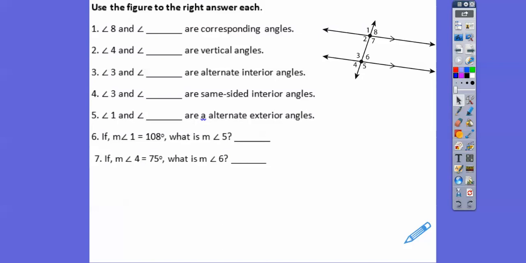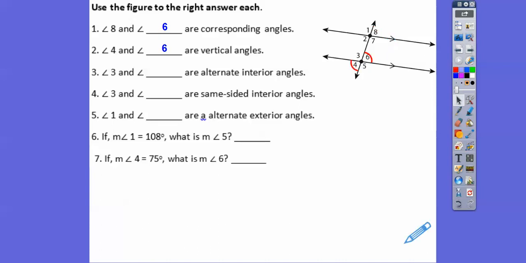So we have this figure to the right. We're going to answer: what kind of angles are 8 and blank? Corresponding angles are angles that fall right on top of each other if we bring these lines together. If I brought those lines together, 8 would fall right down on 6. So 8 and 6 are called corresponding angles. And then 4 and blank are vertical angles. Here's 4. Vertical angles are straight across, so it's also 6. So 4 and 6 are vertical angles.